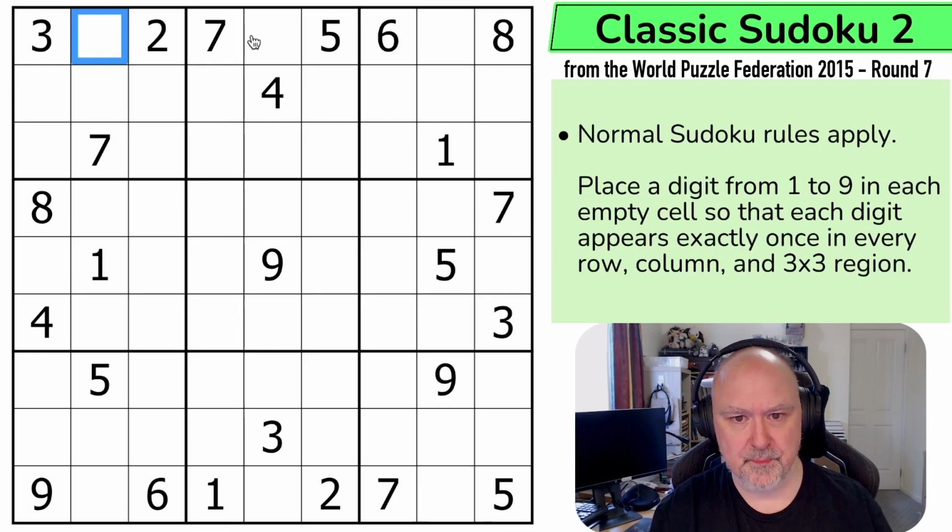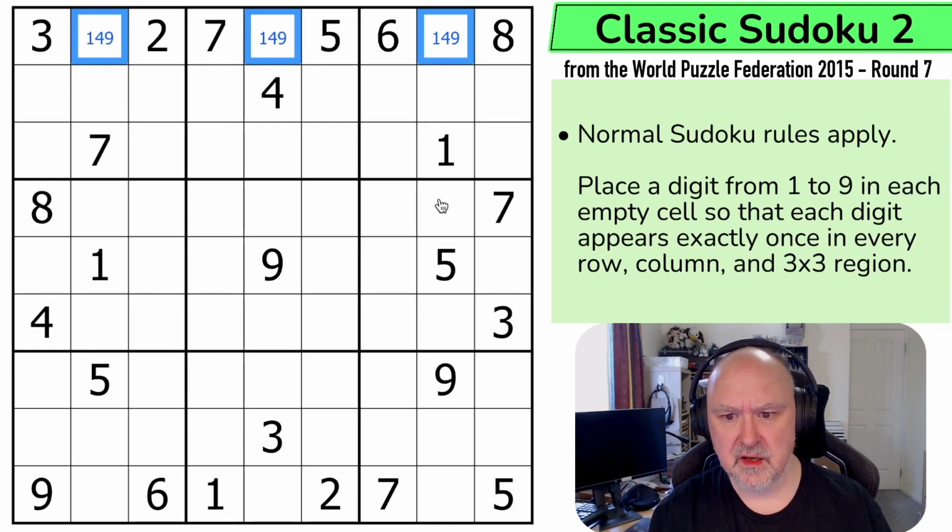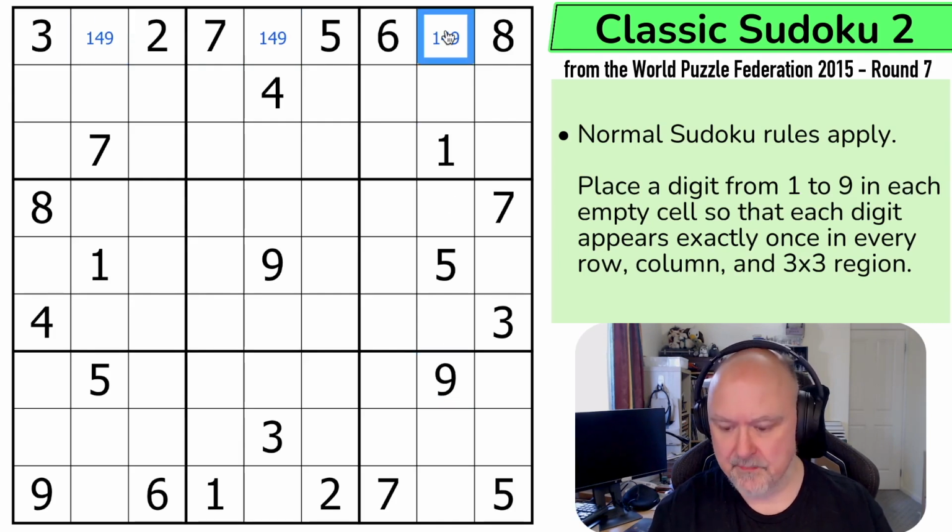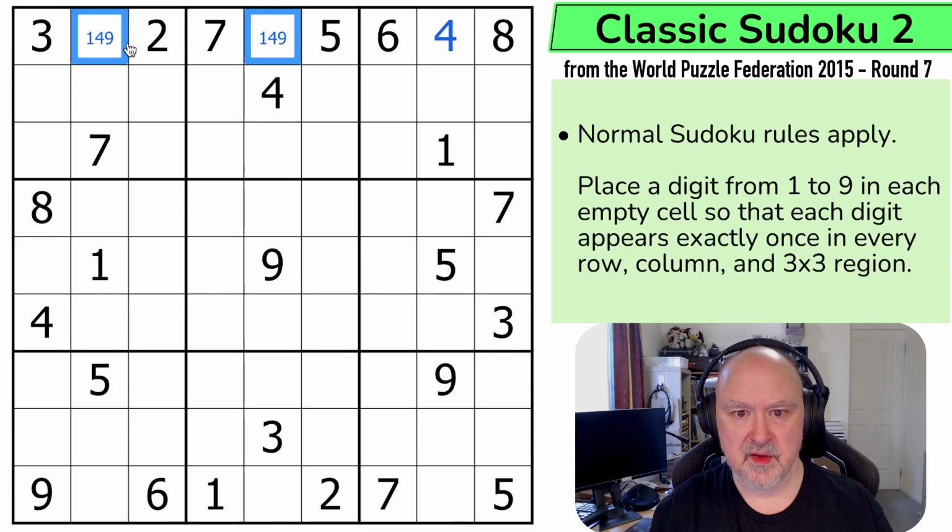So we have a triple in this top row. There's only 3 digits that haven't been placed, which are 1, 4, and 9. 1 and 9 is looking up here, making this a 4. There's no 4 in those. The 9 is looking up, making that the 1 and that the 9.